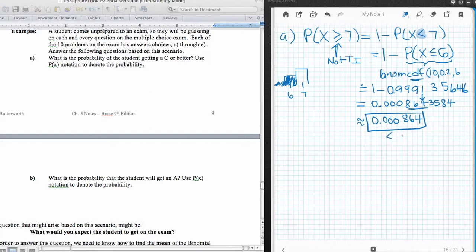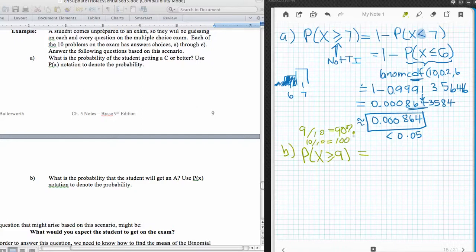Definitely way less than your 0.05, which is what's considered to be unusual. So that's not a very good thing to do, to come into a multiple choice test guessing. All right, now what's the probability that the student will flat out get an A? Well, there are 2 ways of getting an A. That's being a 9 or a 10, so that's greater than or equal to 9. Because remember, a 9 out of 10 is a 90%, and a 90% is an A. But getting 10 out of 10 is also an A, 10 out of 10 being 100%, right?